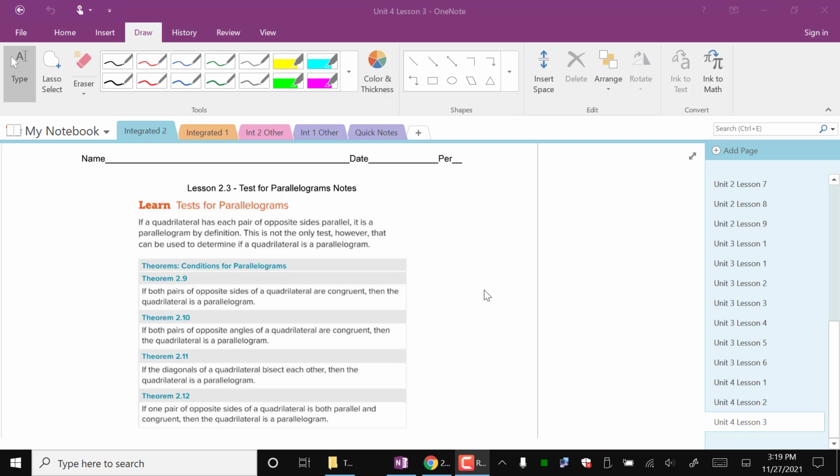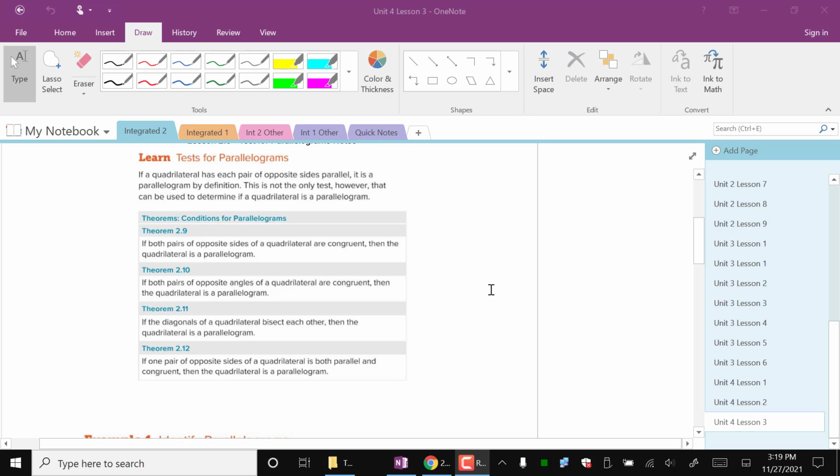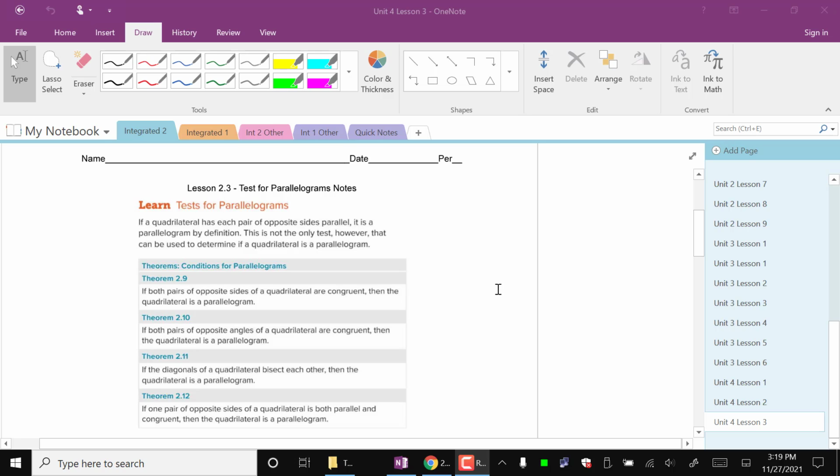Unit 4, Lesson 3, Tests for Parallelograms. Today we're going to be looking at some problems and determining if they are parallelograms or not. We have 4 theorems to review at the beginning: Theorem 2.9, Theorem 2.10, Theorem 2.11, and Theorem 2.12. These 4 theorems will help us determine whether or not our examples are parallelograms.